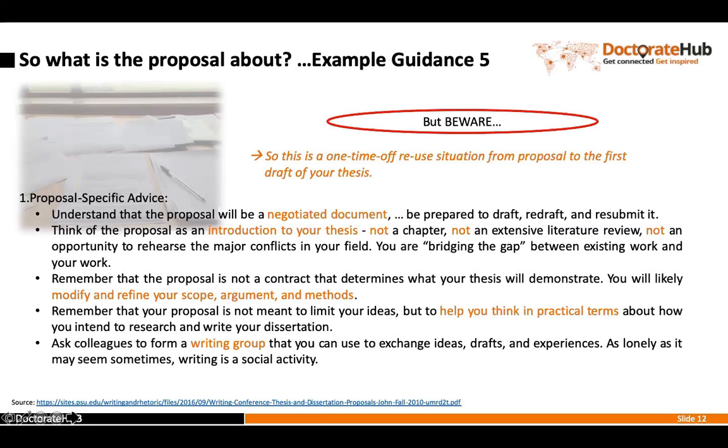So it's important to understand it's fluent, dynamic, and it's a negotiated undertaking, and very different to the business world where you follow rather the execution of a project proposal.